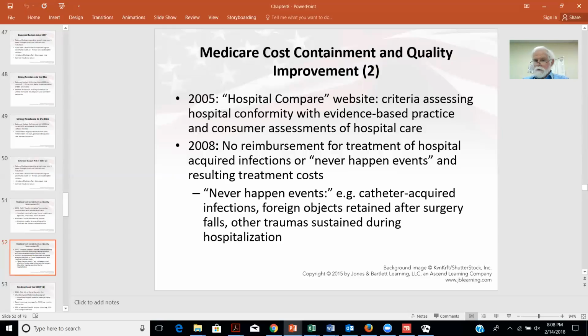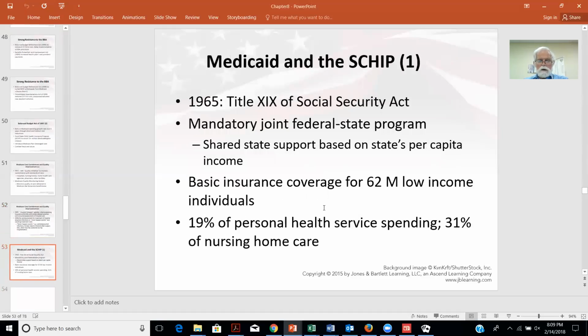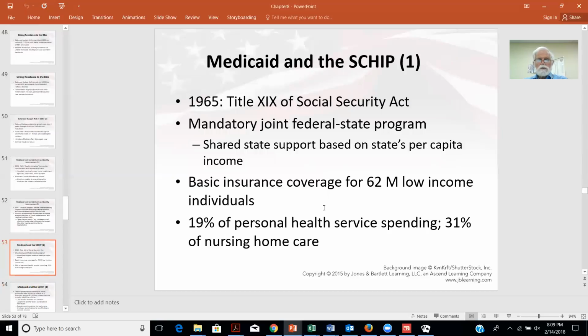In 2008, so this is during the George W. Bush era, hospitals were not going to be reimbursed for treatment of hospital acquired infections or a list of what they call never happen events and higher treatment costs. Never happen events are like catheter acquired infections, foreign objects left in surgery, falls, and other trauma during hospitalization.